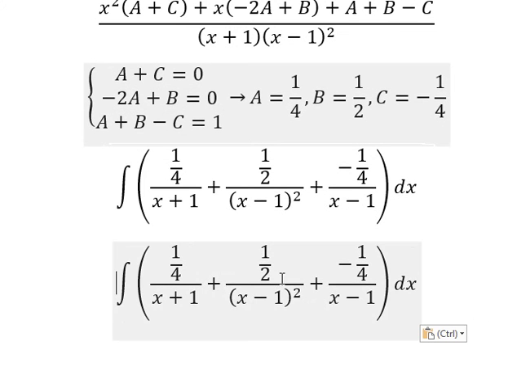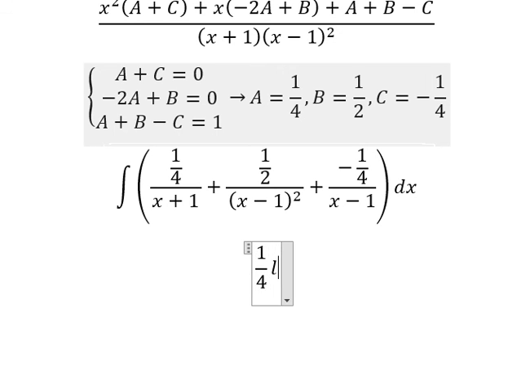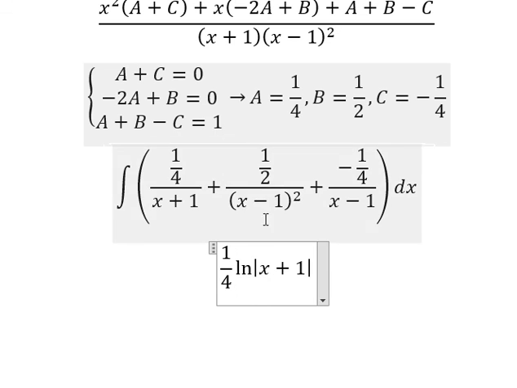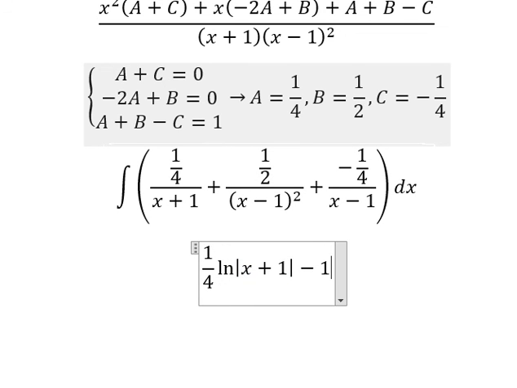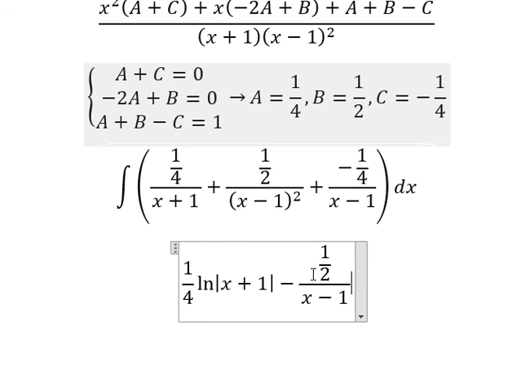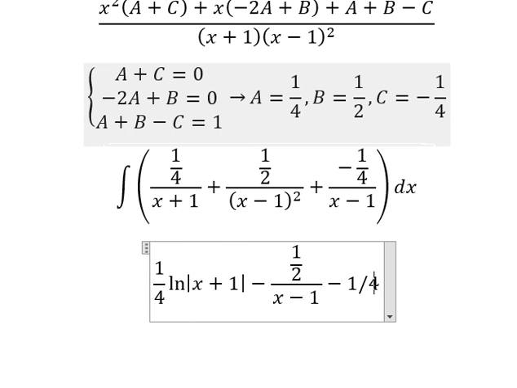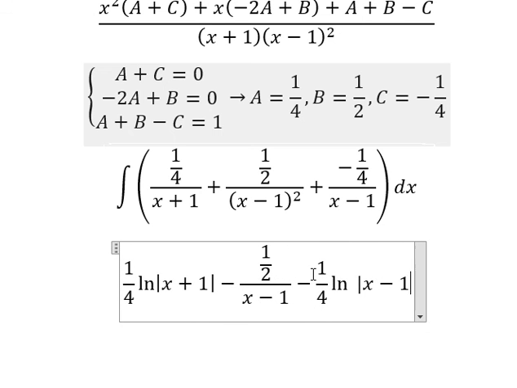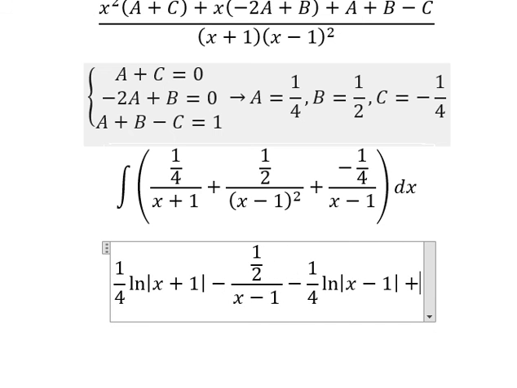And now we have the final answer. The integration of this one, we have 1 over 4 ln of the absolute value of s plus 1. The integration of this one, we have negative 1 over 2 over s minus 1. And the last one, we have negative 1 over 4 ln of the absolute value of s minus 1. And I will put plus C.